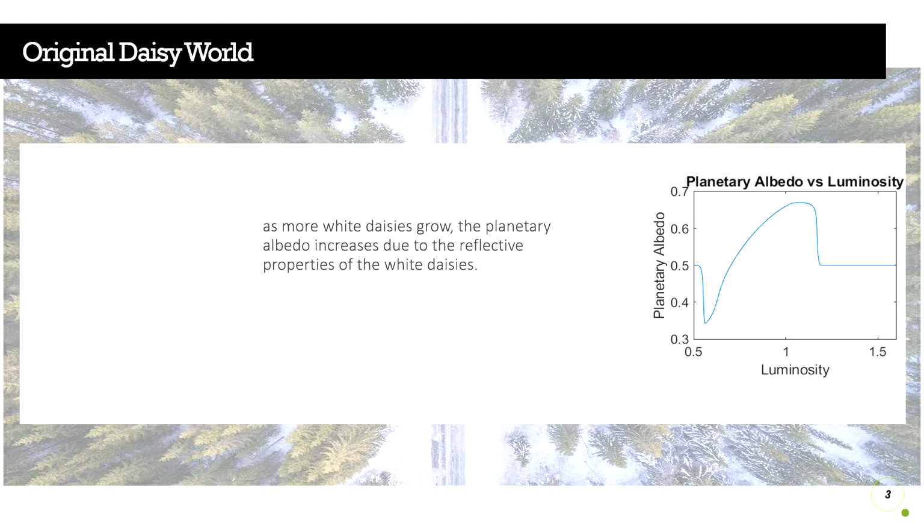Lastly, we can observe that the planetary albedo is largely based on what daisy is currently growing on the surface. For example, as more white daisies grow, the albedo increases due to their reflective properties.